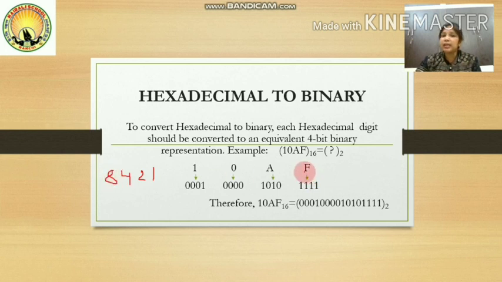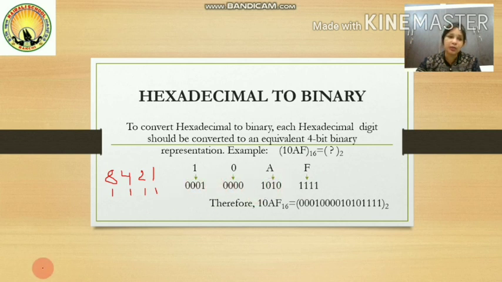F is equivalent in hexadecimal to 15. A is equivalent to 10. Let's start with F only. For 15, which digits do we need to add here? 8 plus 4, 12. 12 plus 2, 14, and 1, 15. It means all the bits should be set to 1, 1, 1 and 1. So the equivalent 4-bit binary representation for F will be four 1s.